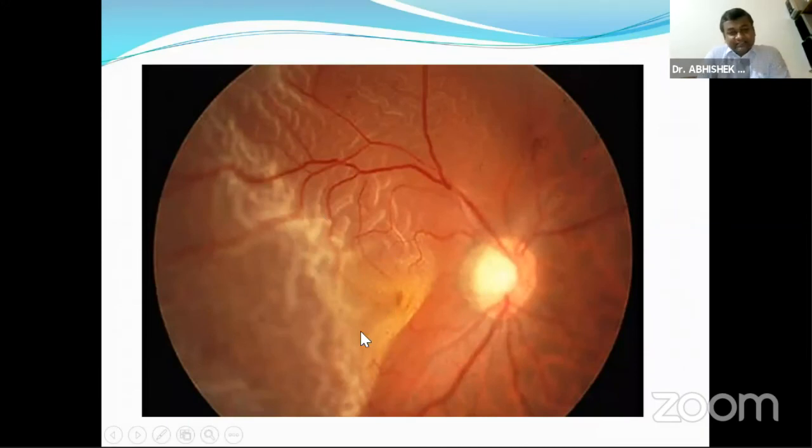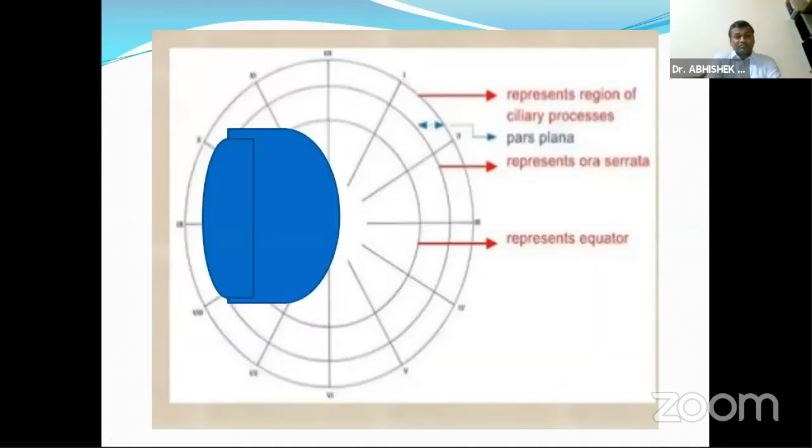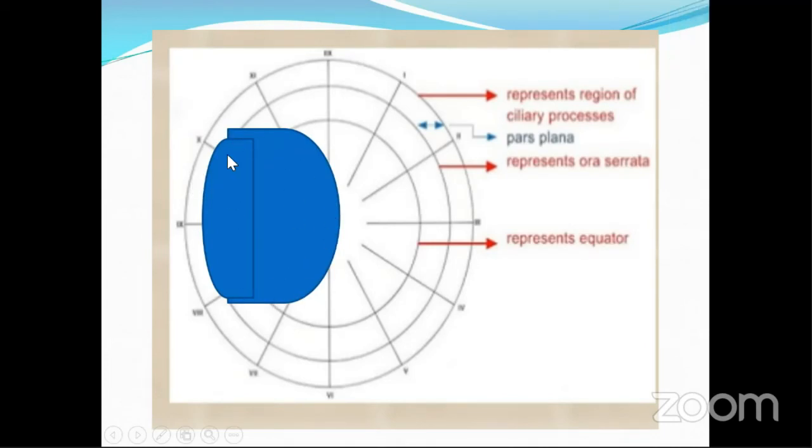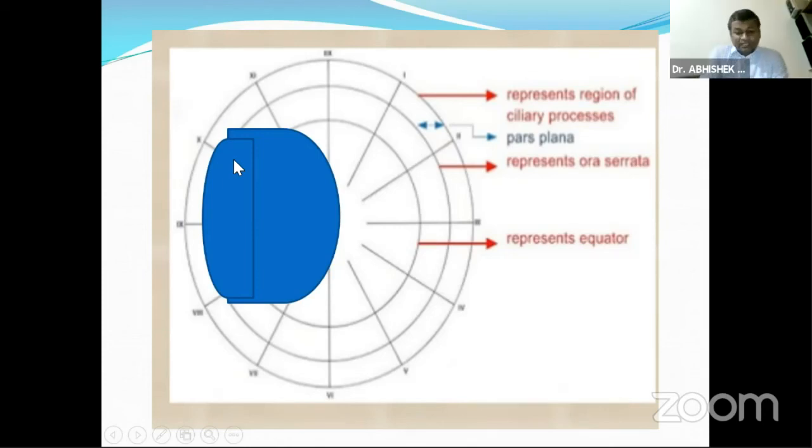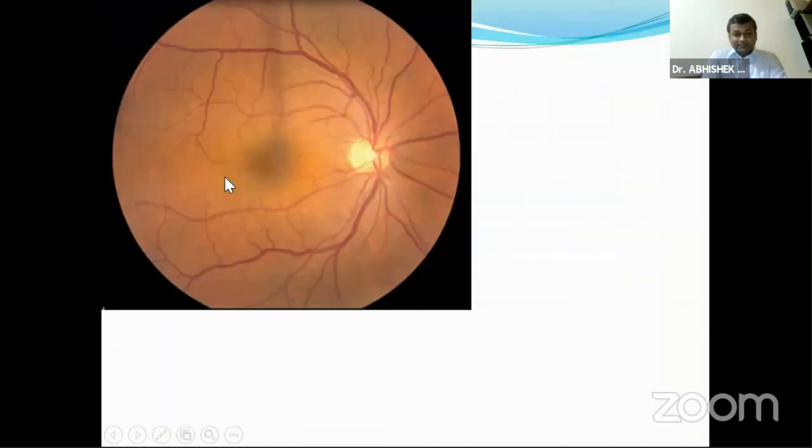This patient is having temporal retinal detachment. The hole is not very well seen here, but on indirect ophthalmoscopy, it was there in the supratemporal quadrant. So the detachment can be drawn like this. This is not very well marked because of the drawing with the computer, but a hole which was present in the supratemporal quadrant at 10 o'clock meridian can be drawn like this.